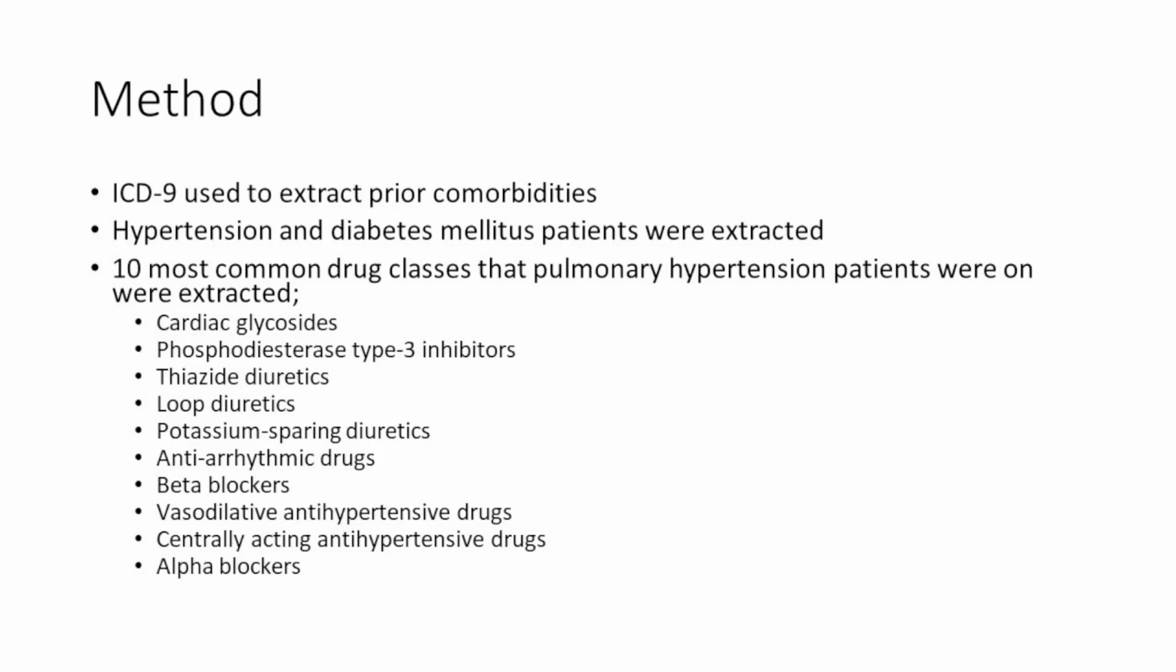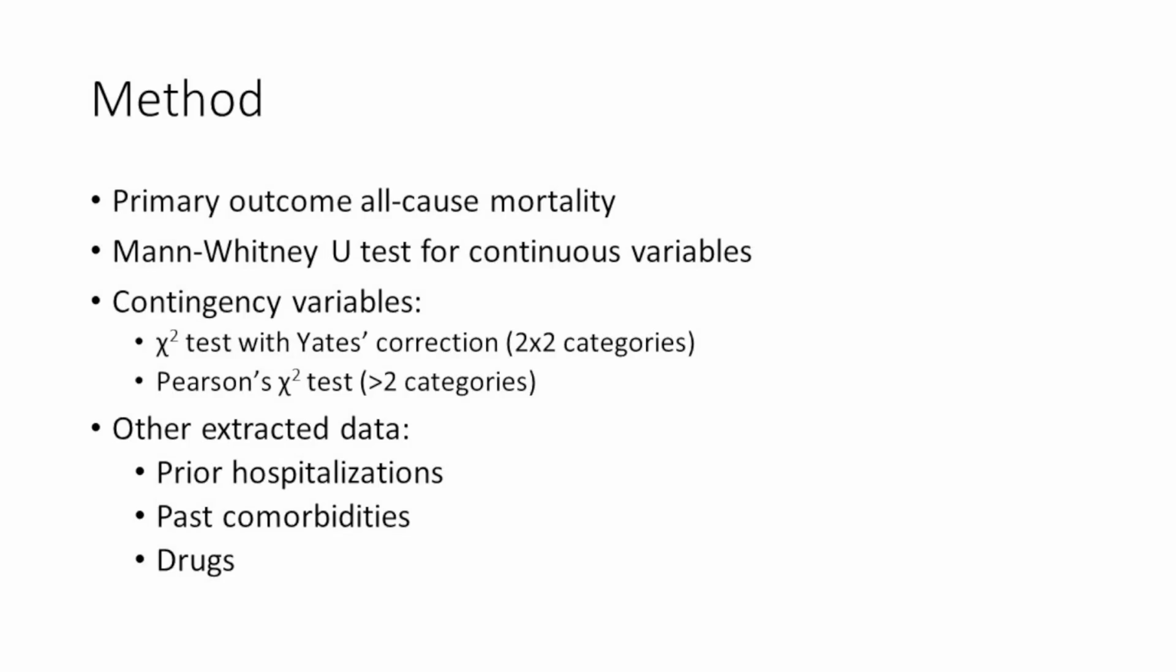diabetes, and we used the most common drug classes. We collected data on the most common drug classes that pulmonary hypertensive patients were being treated with. And these weren't necessarily specific to pulmonary hypertension. They were just the most common drugs that patients with pulmonary hypertension were on. So those are listed on the slide.